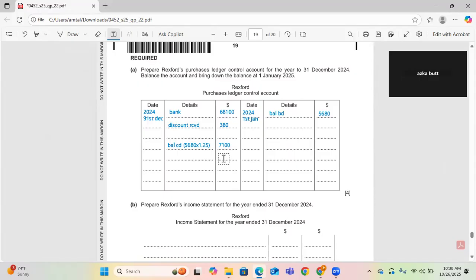So it's equal to 75,580. Let me write it here, 75,580, and the same thing I'll be writing here, 75,580. And this is the closing balance, so this will become the opening balance in 2025, in the next year, January 1st. And this is our opening balance, balance b/d, and that is 7,100.